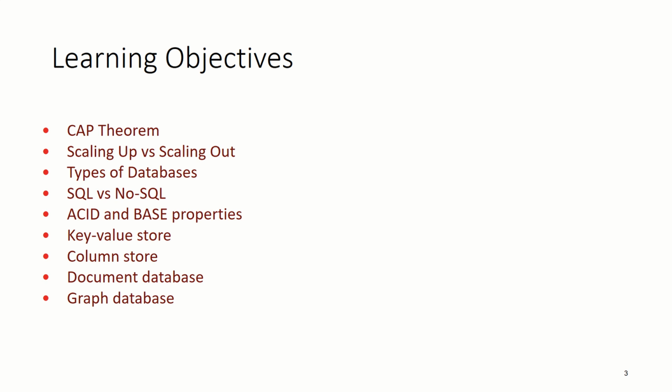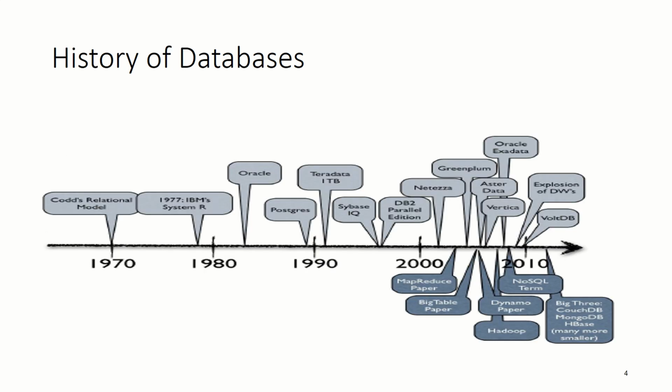In this session, the main objectives we are going to cover are what is the CAP theorem, what we mean by scaling up and scaling out, the different types of databases, what is the difference between SQL databases and NoSQL databases, and what are the different types of NoSQL databases that are available.